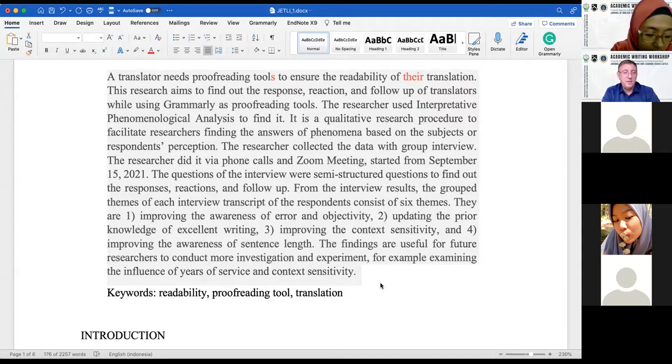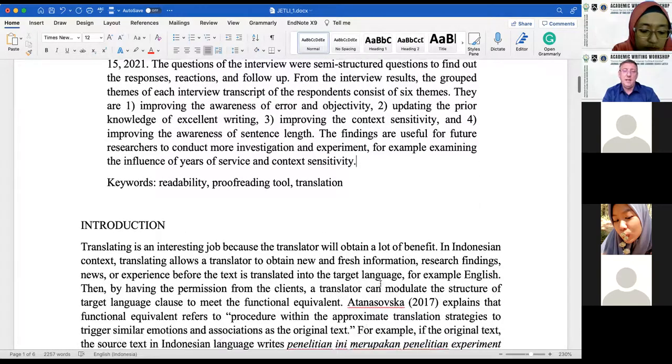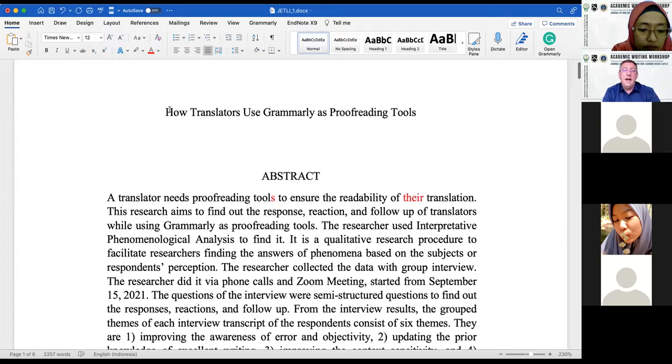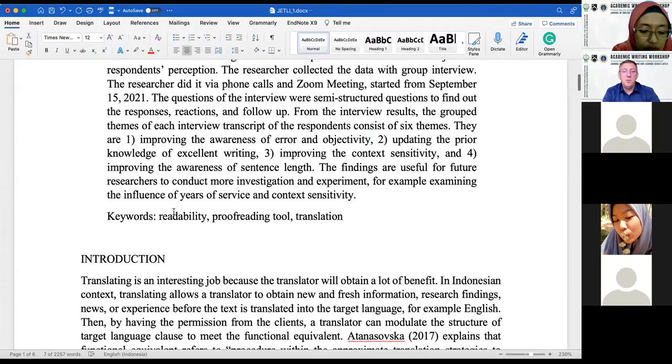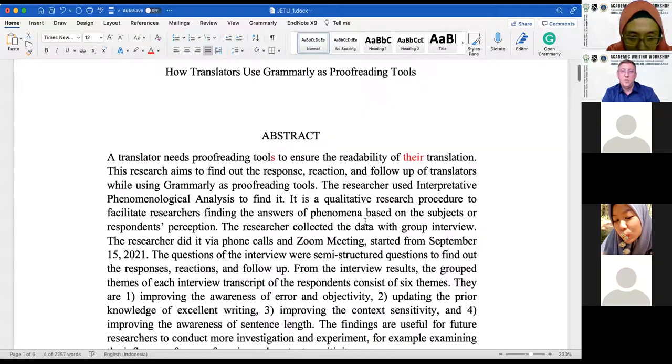This abstract is 176 words. Depending upon the journal, an abstract could be 200 or 300 words. This abstract could use at least two more sentences to clearly communicate, okay? Now, how translators use Grammarly as proofing tools. Look at the keywords: readability, proofreading tool, and translation.